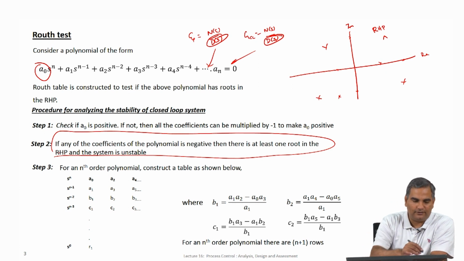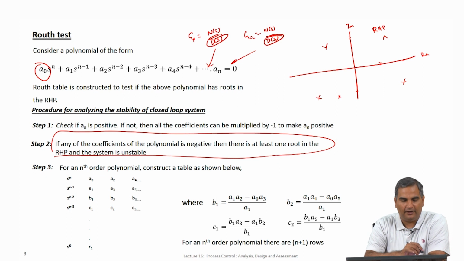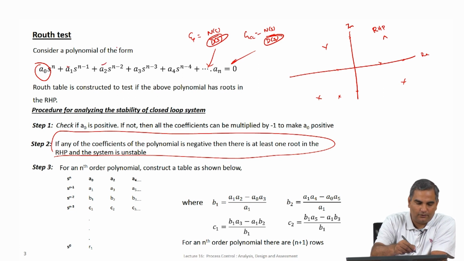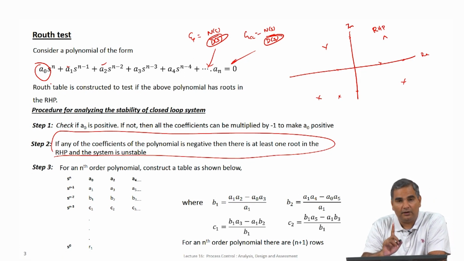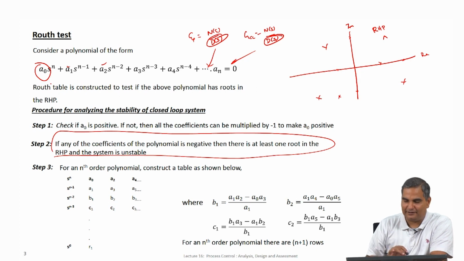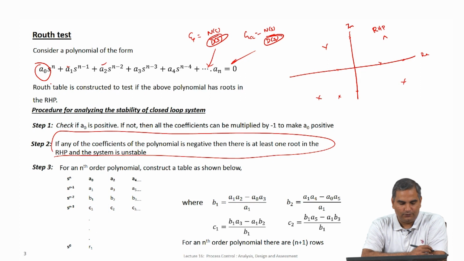Okay. So, first make A naught positive and then look at all of these coefficients. You do not have to worry about A naught, which we have already made positive, then A1, A2, A3, A4, all the way up to An. Even if one of these coefficients becomes negative, then you are guaranteed that there is a pole in the right half plane and your system is unstable. So, that is a very interesting result. Okay. So, then you know already there is some problem here. Now, if you really want to figure out how many poles are in the right half plane, then what you do is you do this procedure.